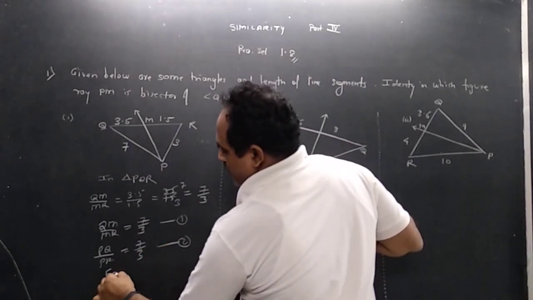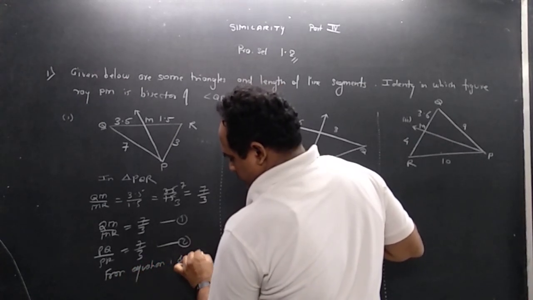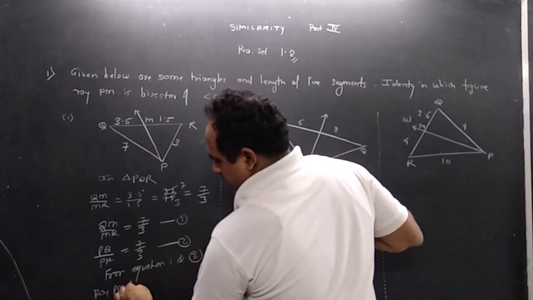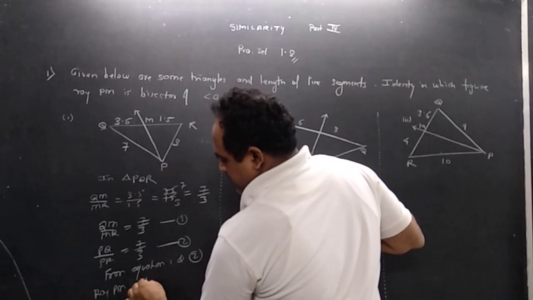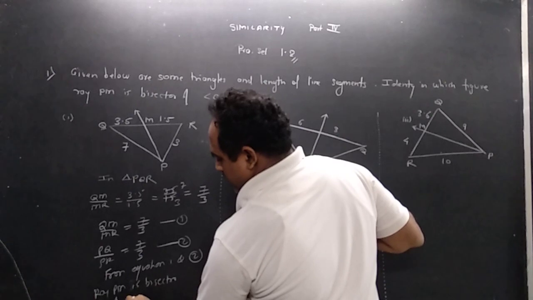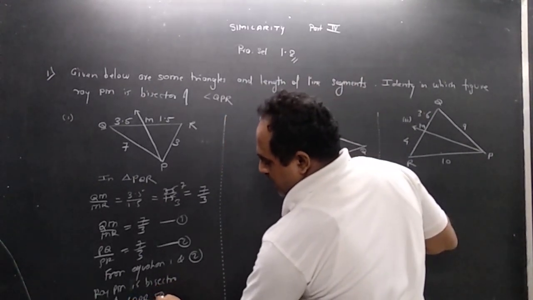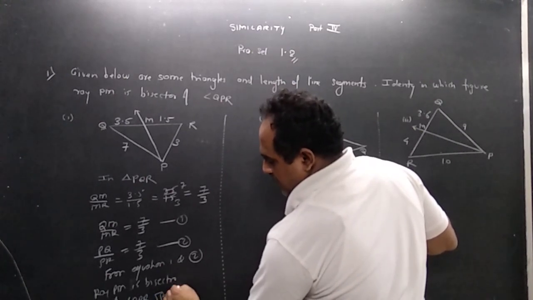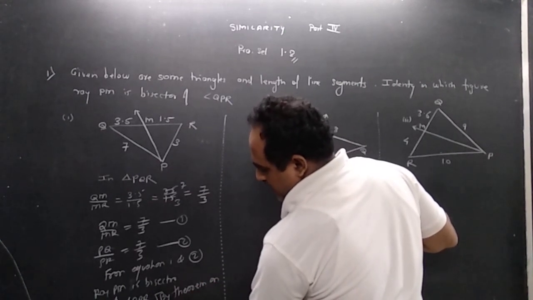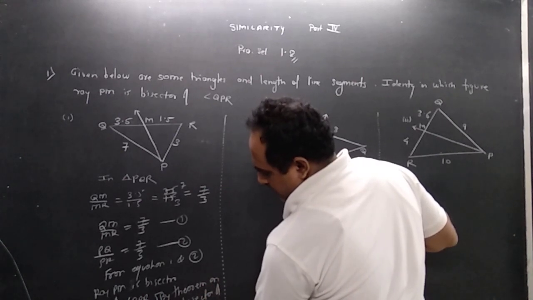So from equation 1 and 2, I can write ray PM is bisector of angle QPR. You are going to write the reason: by theorem on angle bisector of a triangle.